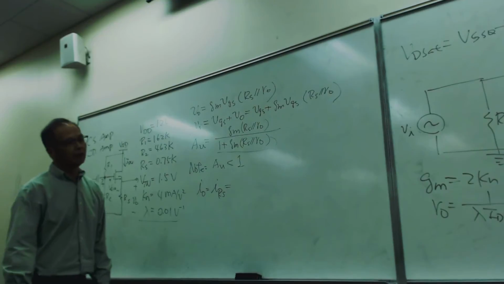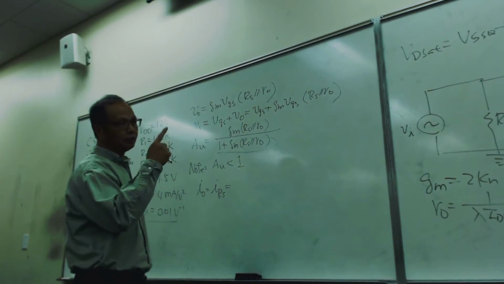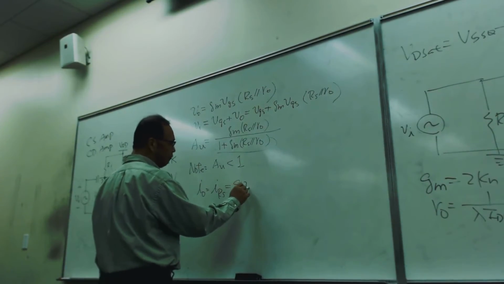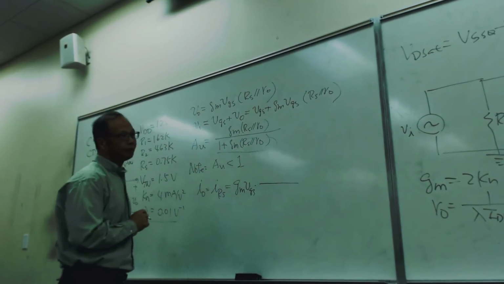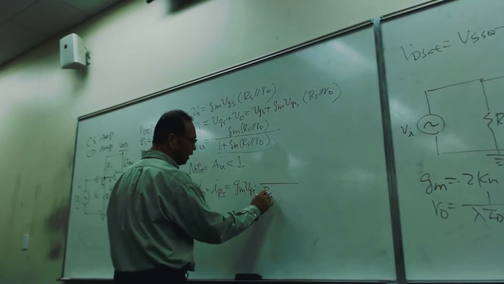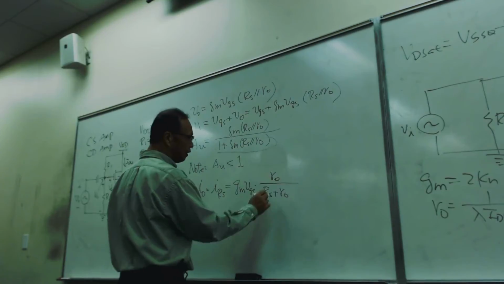Then you can see that you have two branches, so you can use the current divider rule. The main current is gm VGS, and it gets divided by the two branches. So R sub S plus R sub O, then R sub O on top.